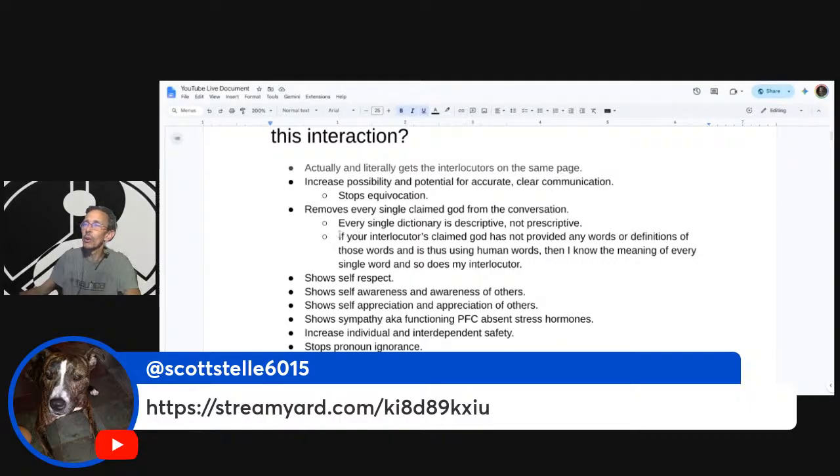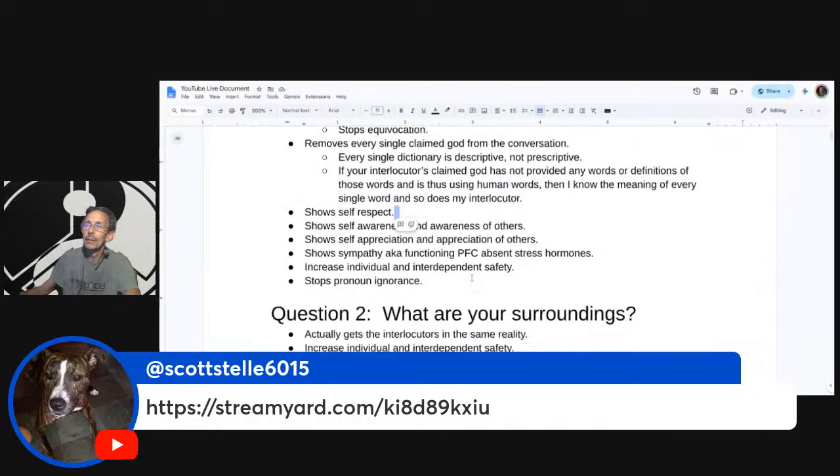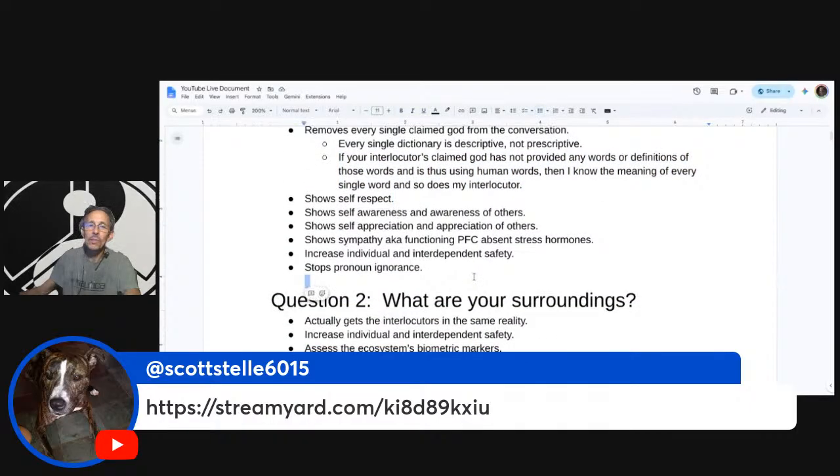If your interlocutor claims God has not provided any words or definitions of those words and is thus using human words, then I know the meaning of every single word, and so does my interlocutor. It shows self-respect. It shows self-awareness and awareness of others. It shows self-appreciation, appreciation of others. It shows sympathy, aka functioning prefrontal cortex, absent stress hormones. It increases individual and interdependent safety.